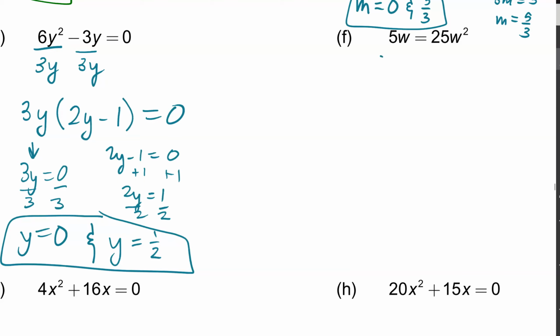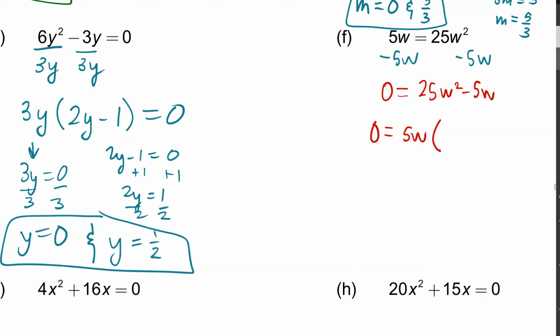Okay. So I'm going to move to get everything on the same side. 0 equals 25w squared minus 5w. The greatest common factor. I'm doing it right now. 5w minus 1.